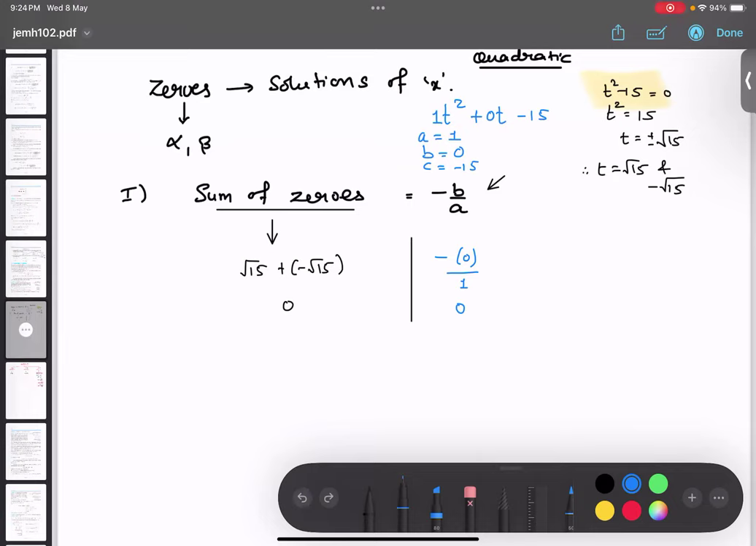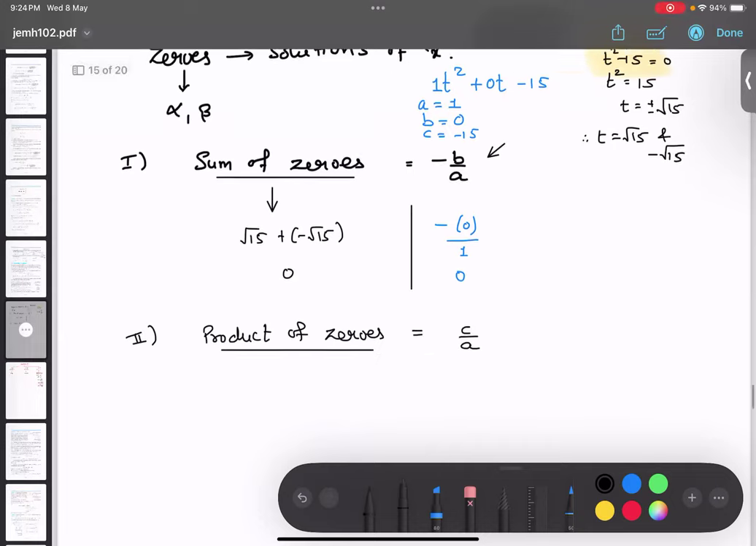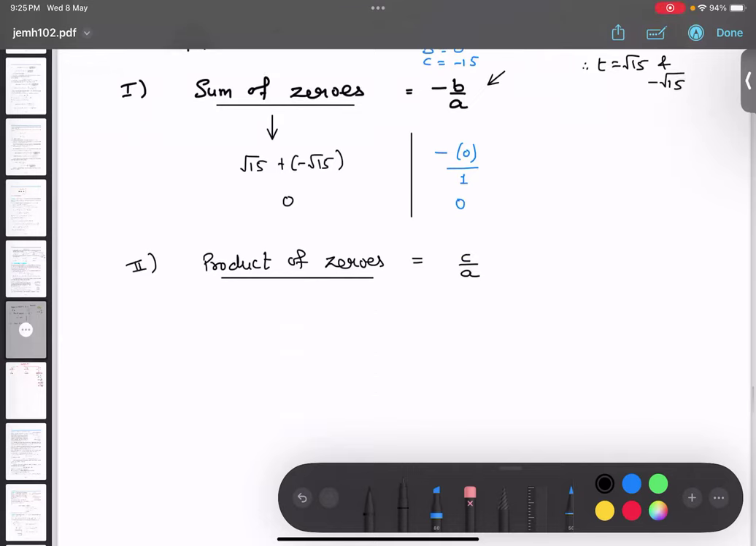For product also we will do. The second thing is for product of zeros. The product of zeros in relation to the coefficients is C upon A. So what is the product of zeros? Let us try that. Root 15 multiplied by negative root 15 is minus 15 square, so it will be minus 15. Why? Because root x multiplied by root x is x.